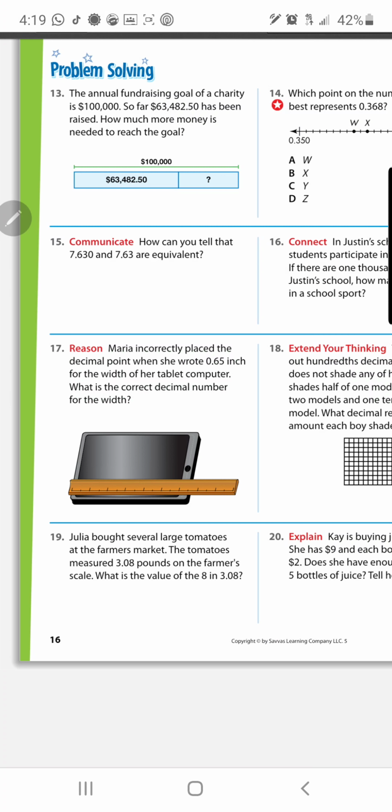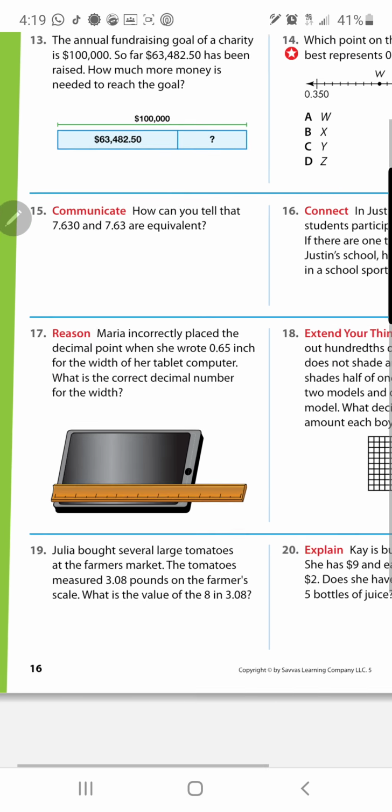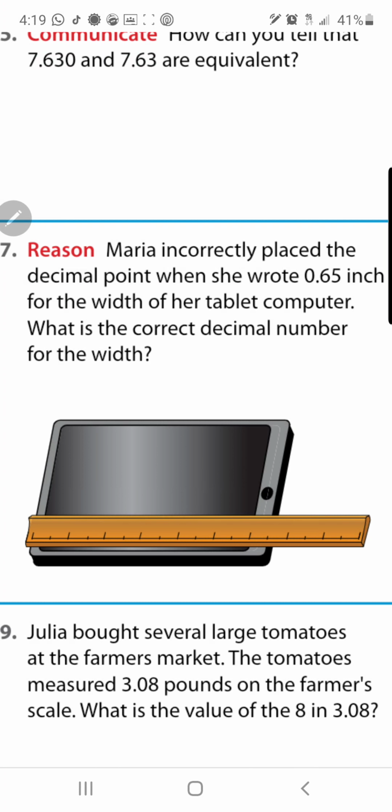Number 17. It says, Maria incorrectly placed the decimal point when she wrote 65 hundredths of an inch for the width of her tablet computer. What is the correct number for the width? Well, if I zoom in a little bit, I can see that this would be 1 inch, this would be 2 inches, 3 inches, 4 inches right there, 5 inches, 6 inches, and then this is the halfway point between 6 and 7 inches right here.